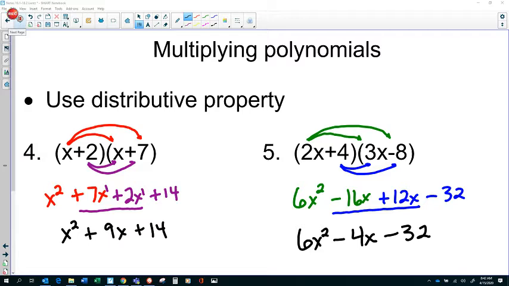Okay, the answer is 6x squared minus 4x minus 32. Again, when you multiply these out by distributive property, you can combine these like terms. X to the first power can be added to x to the first power, but we cannot add x to the second power to x's of the first power. That's why we have to keep these separate.